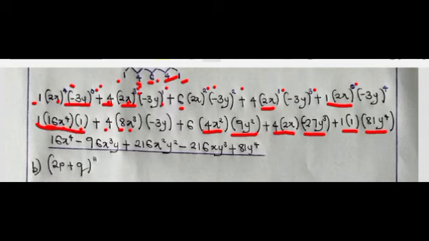1 times 16 times 1, it's just going to give me 16x to the power 4. 4 multiplied by 8 times 3 is 96, and then x to the power 3, and the y, which is a single y, of course, it's that one. So 6 multiplied by 4 times 9 is 216. Of course, x to the power 2, y to the power 2.